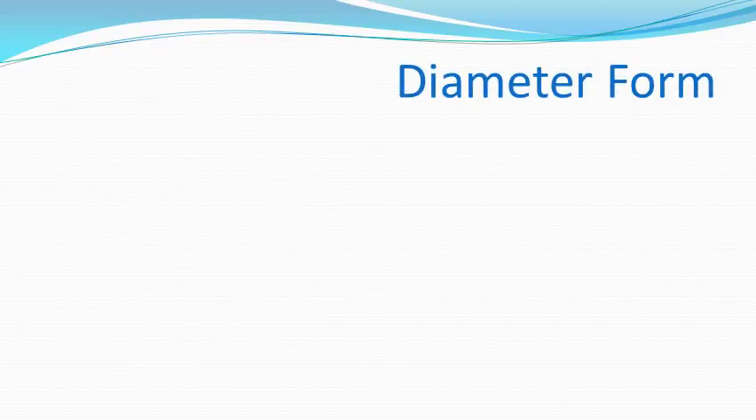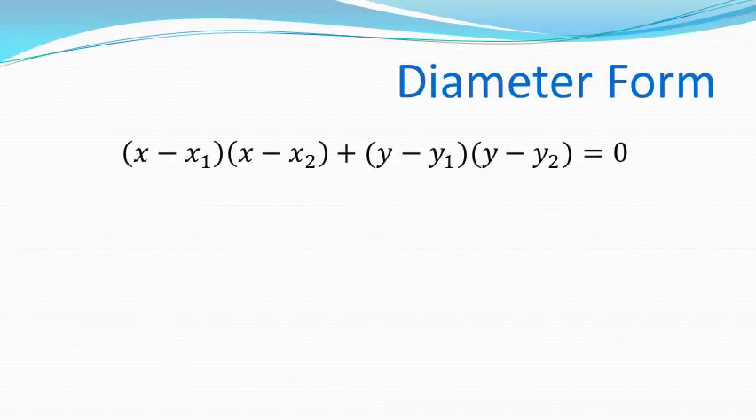So the diameter form of the equation of a circle is given by this one. x1 comma y1 is one end of the diameter and x2 comma y2 is the other end of the same diameter.